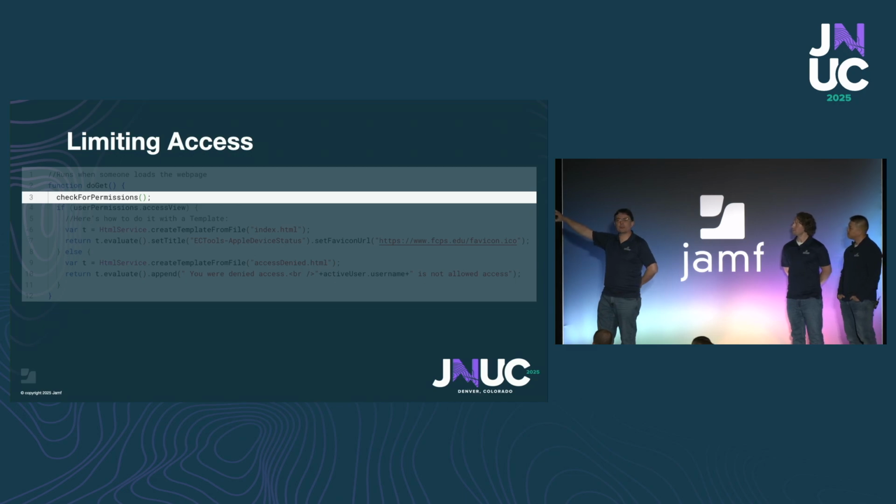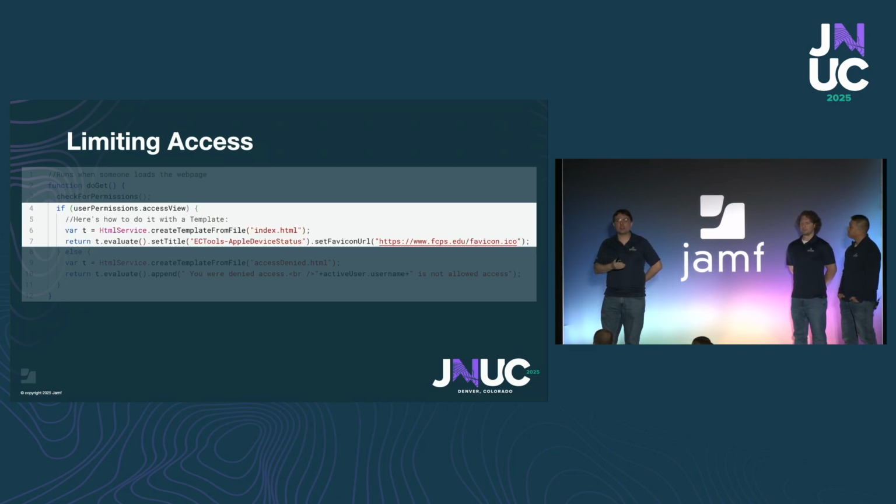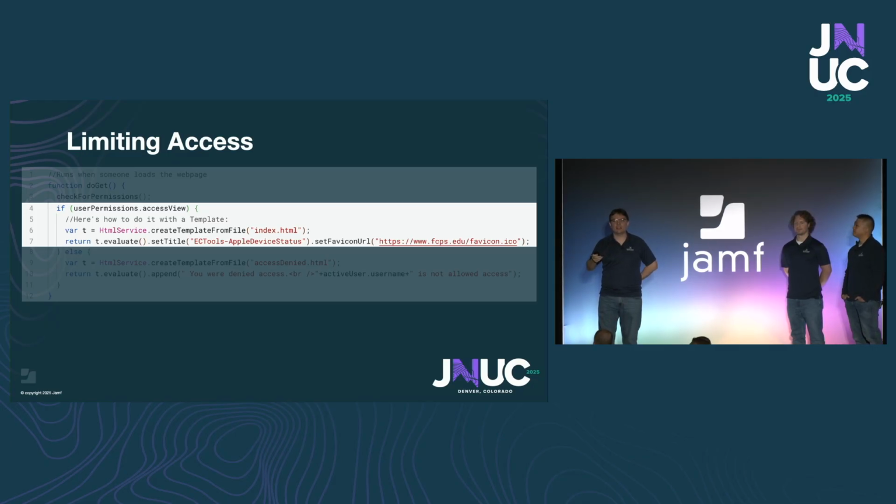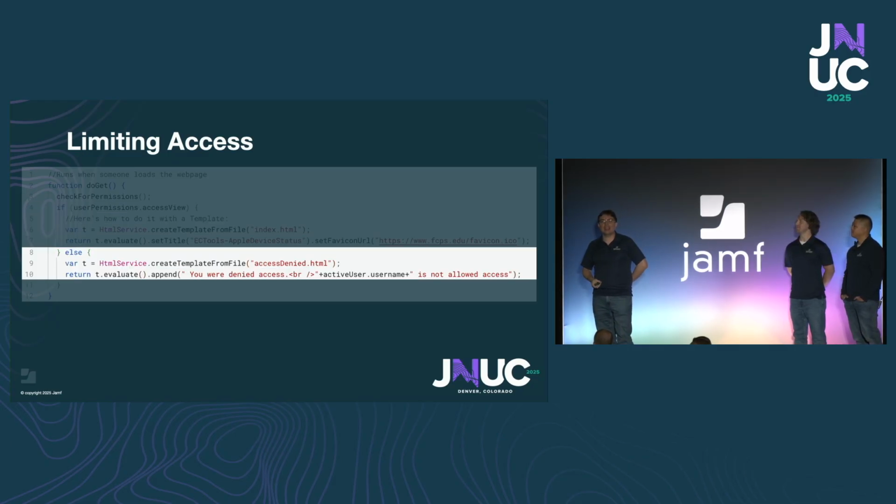So it does a check-for-permissions function, which I'll show you later. And then if they have permission, they get index.html, which is the site. If they don't have permission, they get something completely different that just says access denied. So that's how you can take a Google Apps Script project and restrict access, even though it's running as your account.